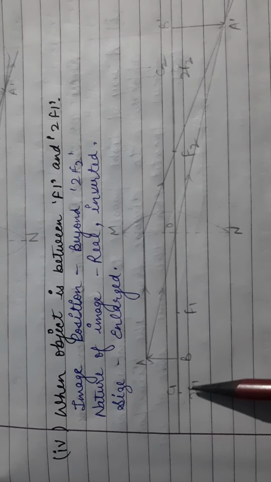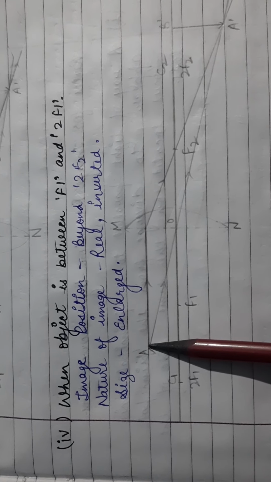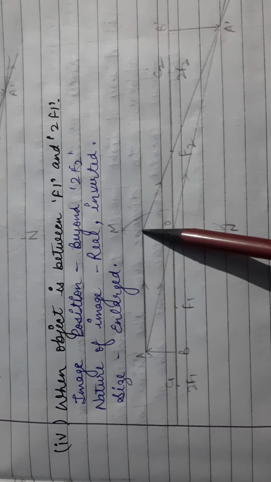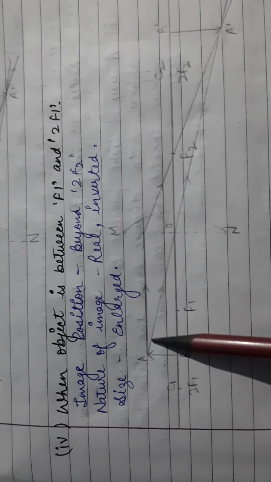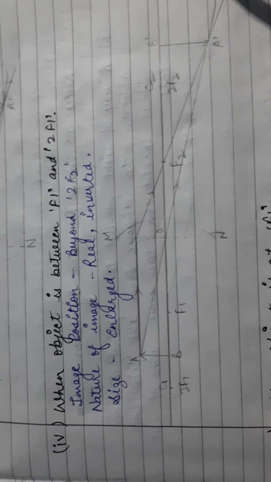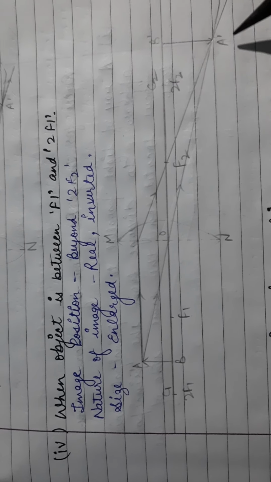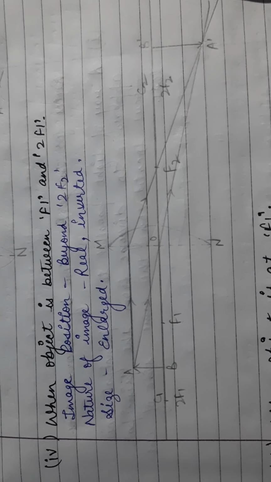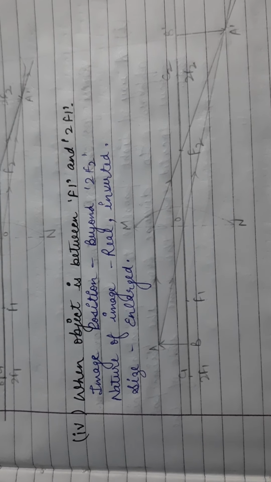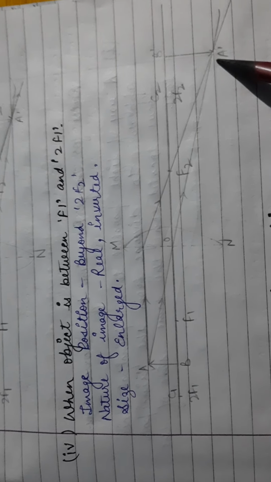Size will be enlarged. So this is 2F1 and this is F1. Here is the object AB. Rule 1, if the ray goes parallel to the principal axis, it will move through the focus, and when a ray moves through the optical center, it will move further in that direction. So here is the point where they both intersect each other, and the point where the image forms. Its nature is also real and inverted, and it will form beyond 2F2. This is actually bigger than the size of the object, so that's why we have mentioned it as enlarged.